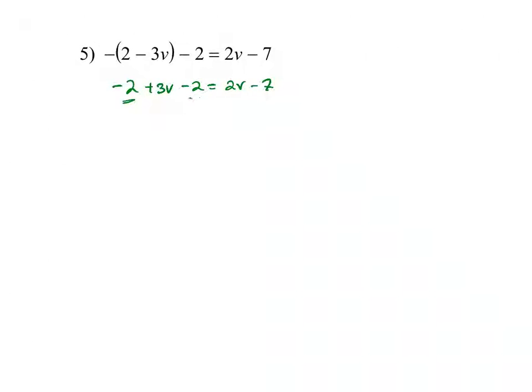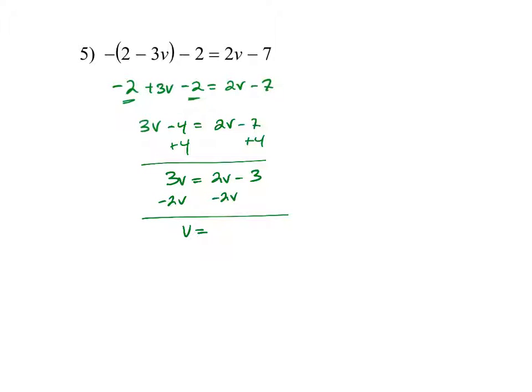Now I'm going to simplify on this side. So I have 3v, negative 2 plus negative 2 is negative 4, equals 2v minus 7. So plus 4 on both sides. I have 3v equals 2v minus 3. I'm going to subtract 2v on both sides. So v equals negative 3.